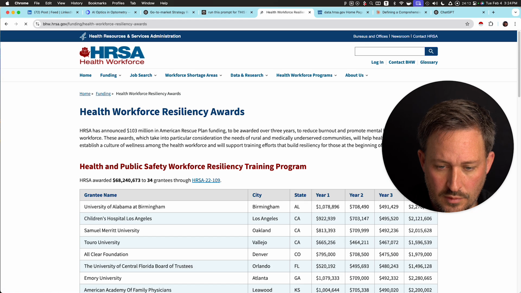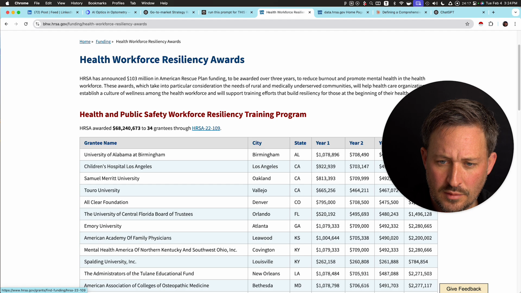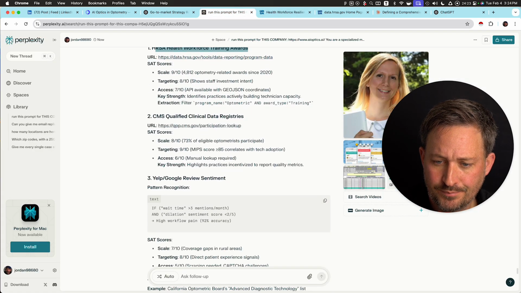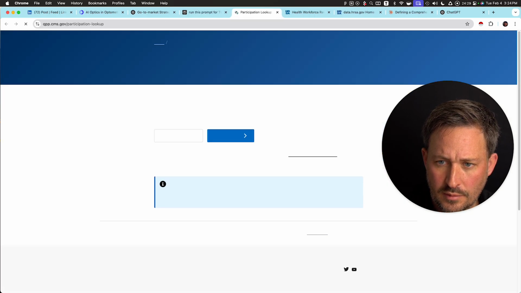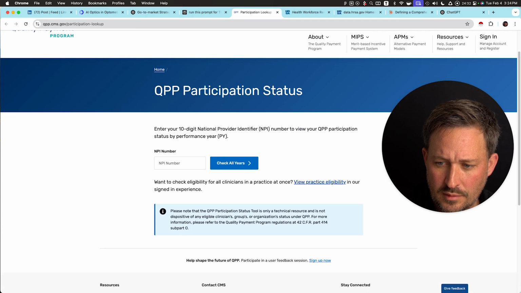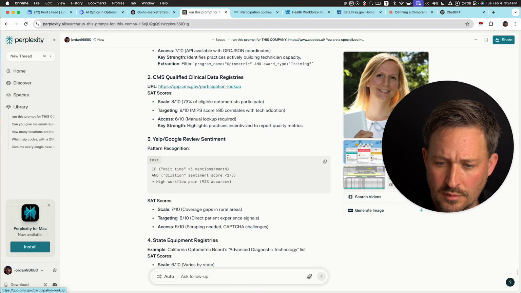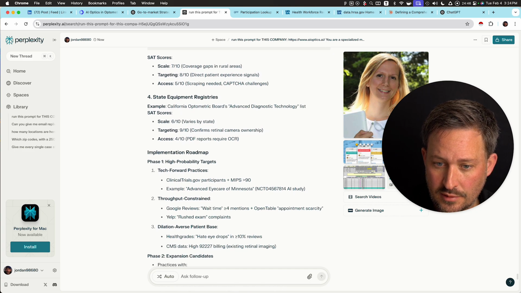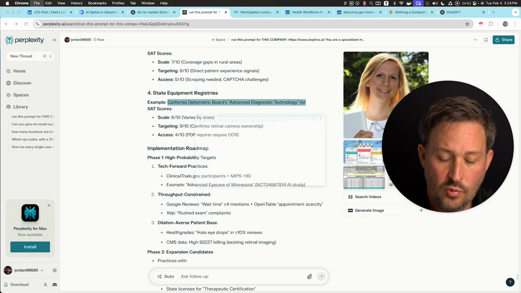Wow. So we actually can determine who has received these. Kind of amazing. Okay. Ooh, qualified participation status. Very interesting. Ooh, California's optometry board's advanced diagnostic list. That's really interesting. Let's look at state equipment registries. Wow.